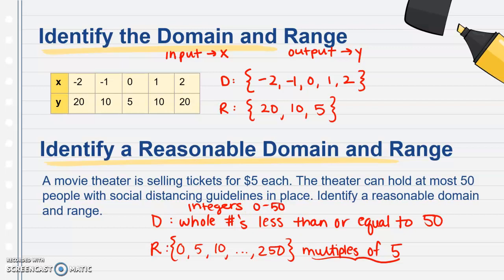For the range, we're talking about how much money the movie is getting. So if we had 0 people go to the movie theater, we would get $0. If we had 1 person, that would be 5. 2 people would be 10, et cetera, et cetera. So those are all multiples of 5. So I could have listed them all out, but I just used that little ... to represent the pattern. Let's move on to some new concepts for today.